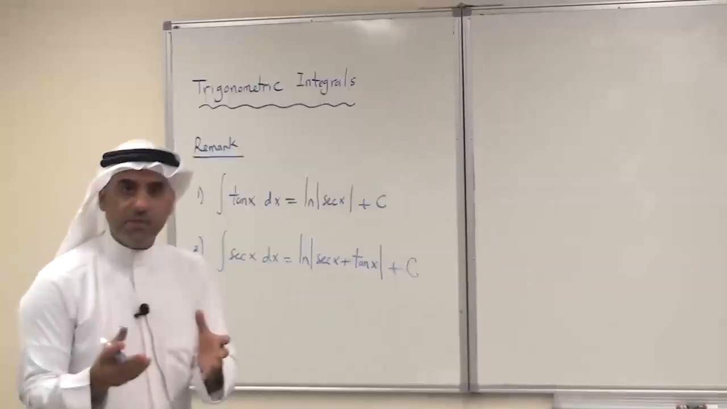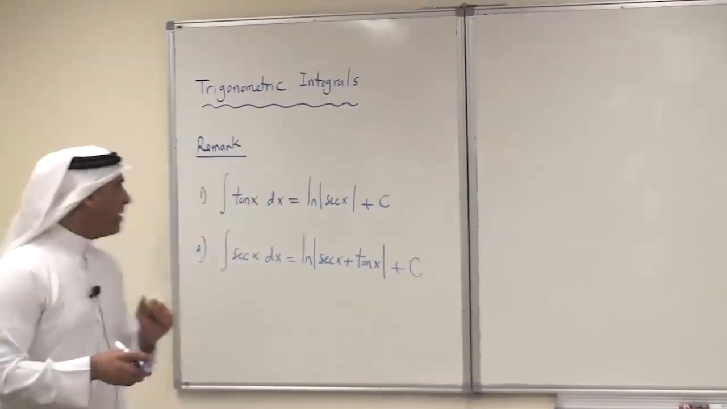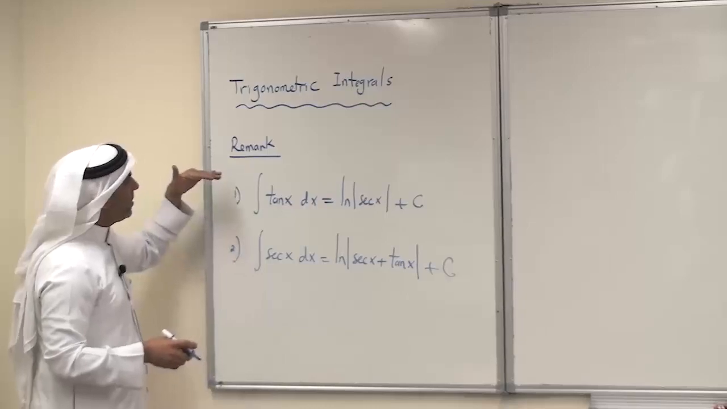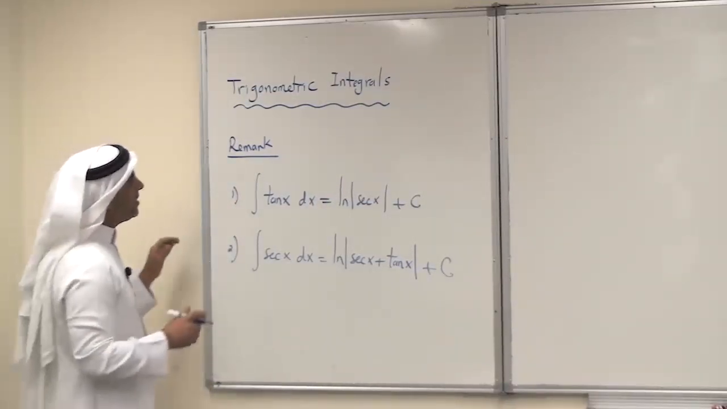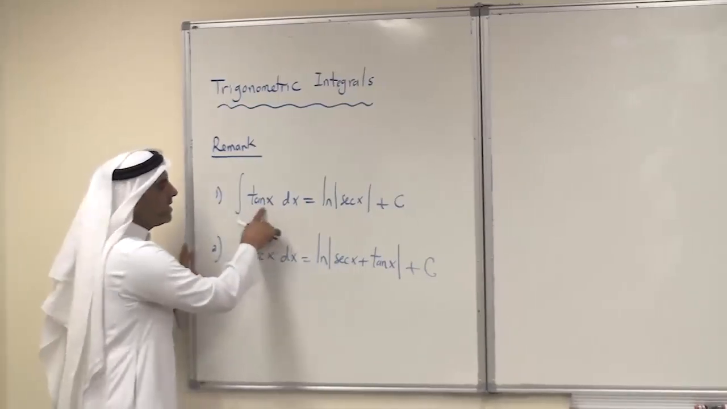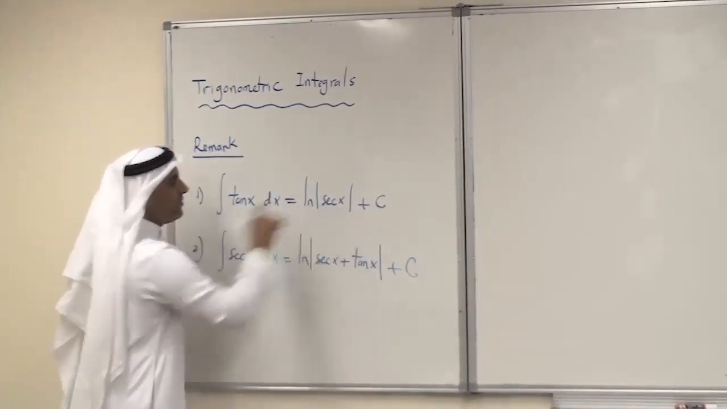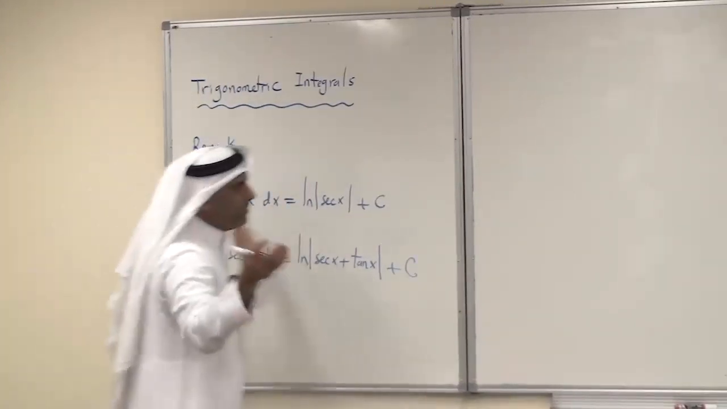Now let us see more examples. Before I go to the examples, I just recall and note these two formulas that are frequently used in integration. What is the integral of tangent? It is equal to ln absolute value of secant. How to prove this? It is a simple one.